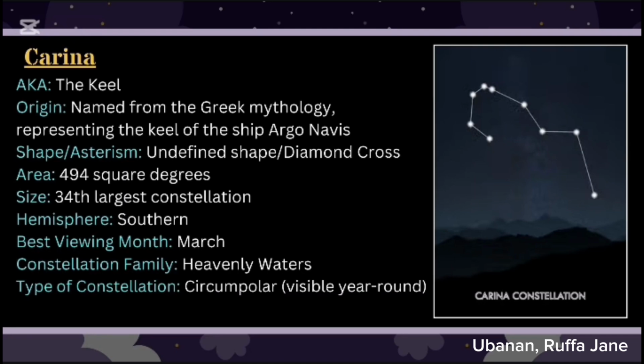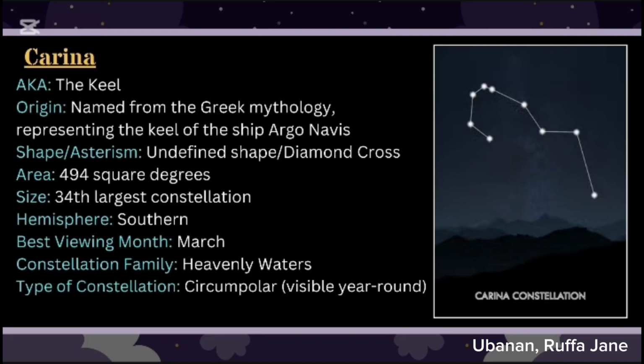The brightest star in Carina is Canopus, also known as Alpha Carinae. It's a white supergiant star about 10,000 times brighter than the sun. Canopus is the second brightest star in the night sky after Sirius. The constellation Carina is also home to some of the most spectacular objects in the night sky, including the Carina Nebula, a giant cloud of gas and dust where stars are born.